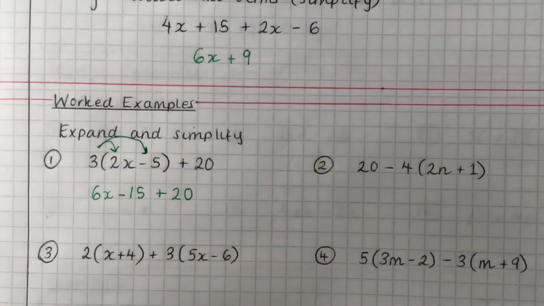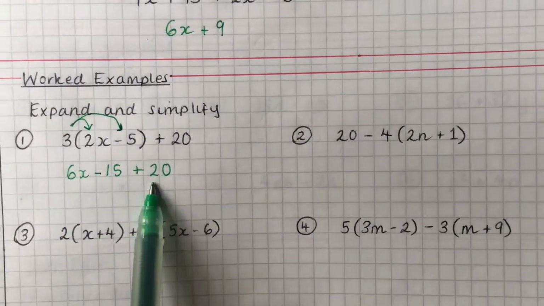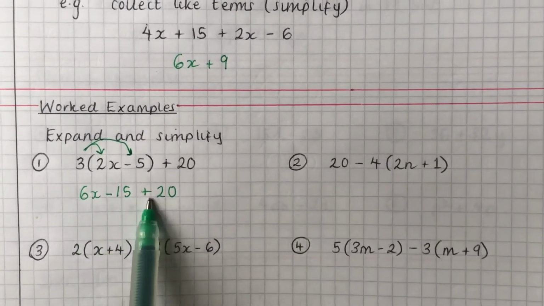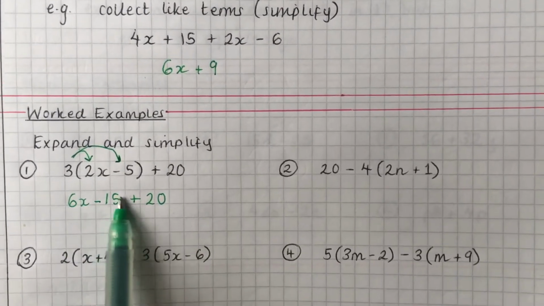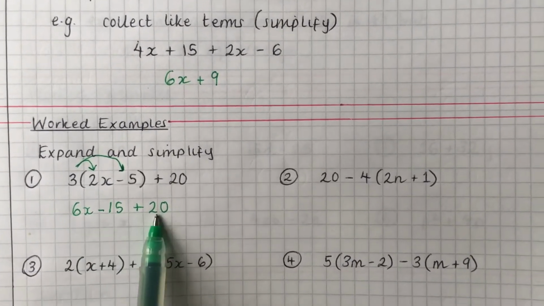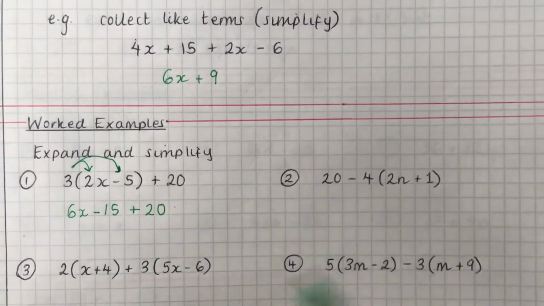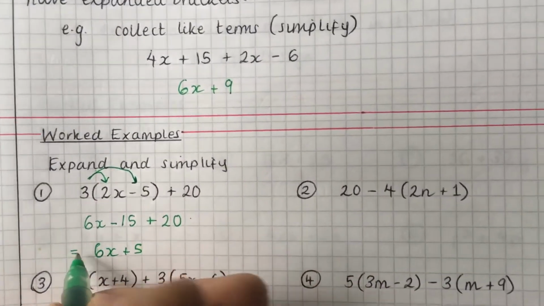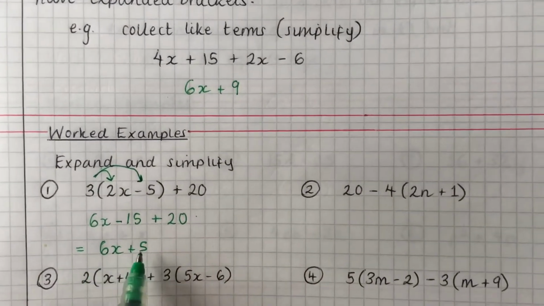Now it's not our final answer because we can simplify this by collecting like terms. Now there's nothing that we can put with the 6x because there aren't any other x's, but we can do minus 15 plus 20. Now if you imagine on a number line, you're at minus 15 and we add 20 to it, we end up with plus 5. So our final answer is 6x plus 5, okay? And that's that. We can't simplify that any further.